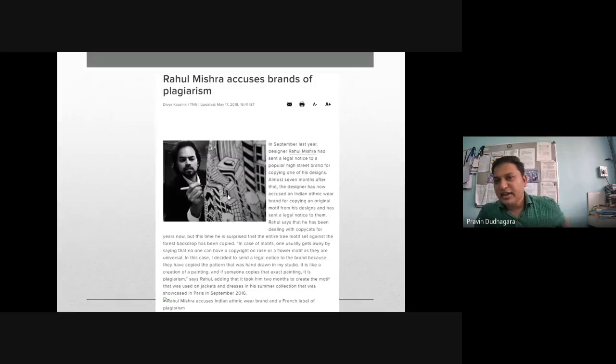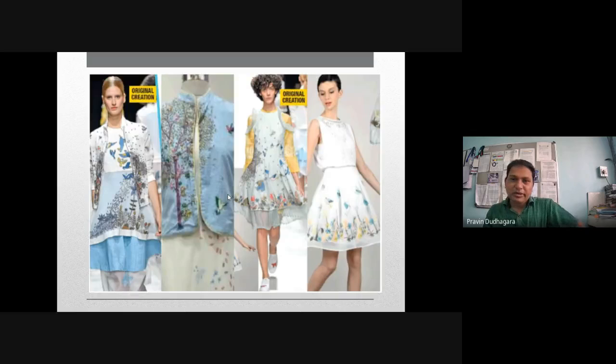Rahul Misra, I think most of you know, is a very famous ethnic traditional designer of India. He provided a legal notice to some other companies, saying that some motifs, that means some part of his dress designs, were stolen by those companies, and eventually Rahul Misra won the entire case after providing the legal notice. You can see this is the original creation, where there are birds and some trees. The other companies used that particular pattern in their own dress. So this is the original work of Rahul, and it was copied by the company.